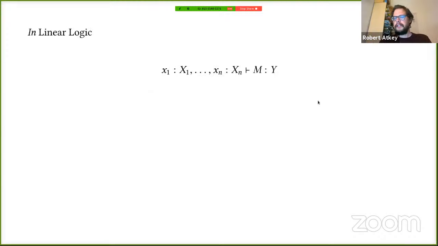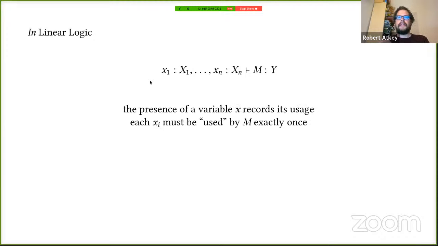Now, linear logic, by contrast, has a very different reading of what a variable being present or not in the context might mean. So in linear logic, at least in most presentations, the presence of a variable x_i records its usage. It says that each x_i must be used by m exactly once, or at least once if we're talking about an affine system. So the fact that something even just appears in the context means it is definitely going to be used computationally.